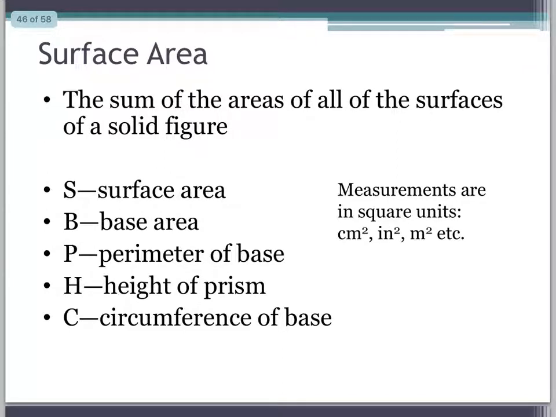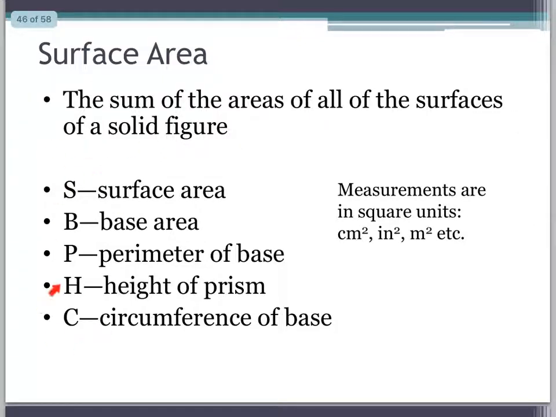So what I want you to think about are boxes, right? Or cans. We're looking at the outside area of 3D figures. Not the inside yet. We'll get to that. But we're going to do the outside area. So surface area is defined as the sum of the areas of all the surfaces of a solid figure.